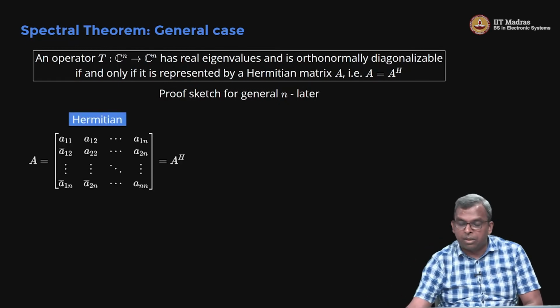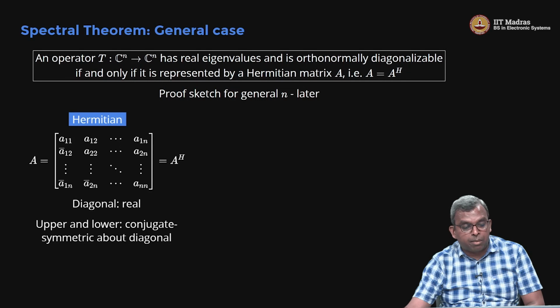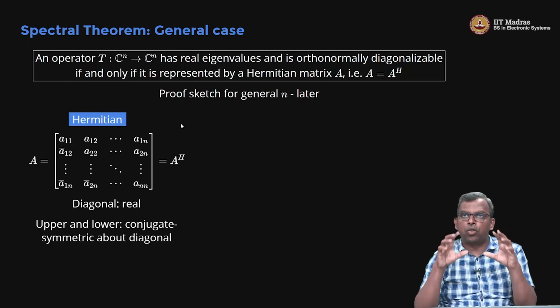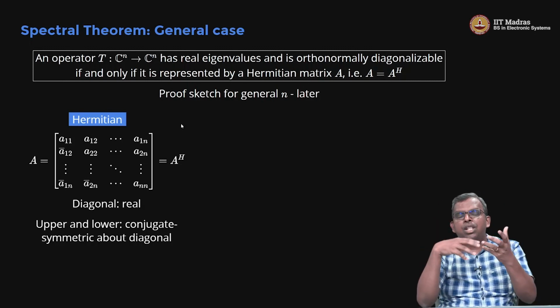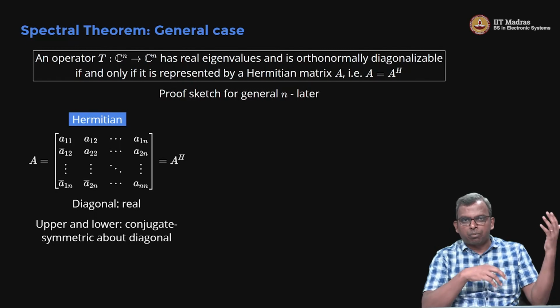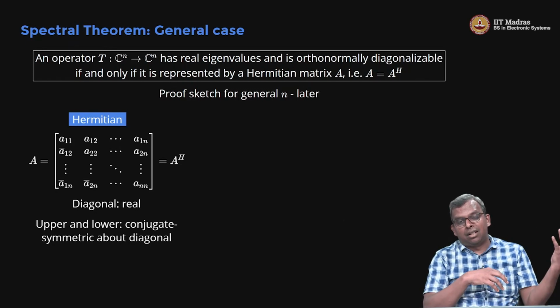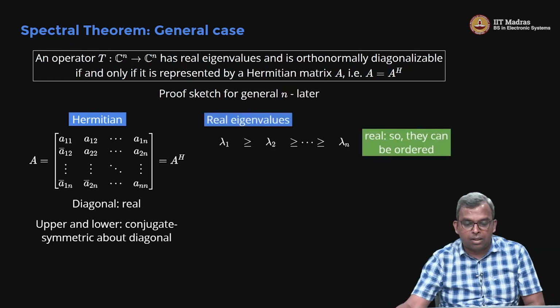Let's just look at how these matrices look. A Hermitian n cross n matrix looks like this. All the diagonal values are real, and the off diagonal values are conjugate symmetric about the diagonal. Notice A12 is A12 bar, A1n is A1n bar, A2n is A2n bar. So A equals A Hermitian means this kind of a structure. Again, very easy to verify. If you look at the matrix and it ends up being Hermitian, then you know eigenvalues are real and the eigenvectors are orthonormal to each other. So that's very nice.